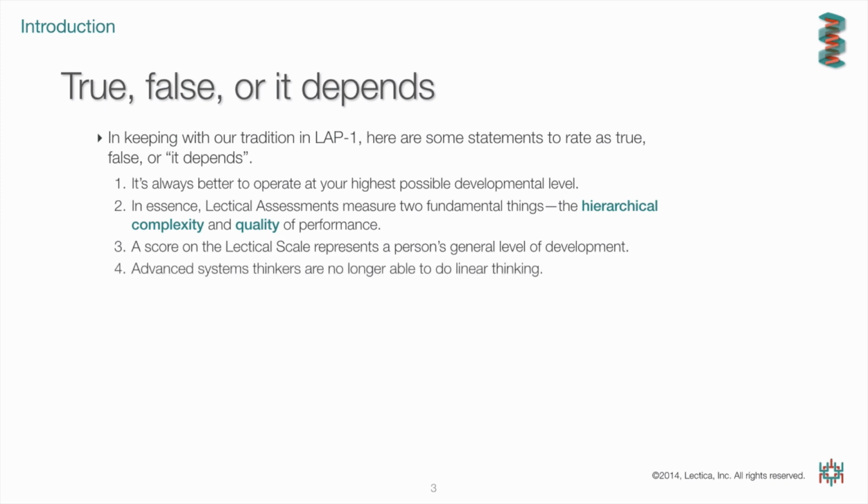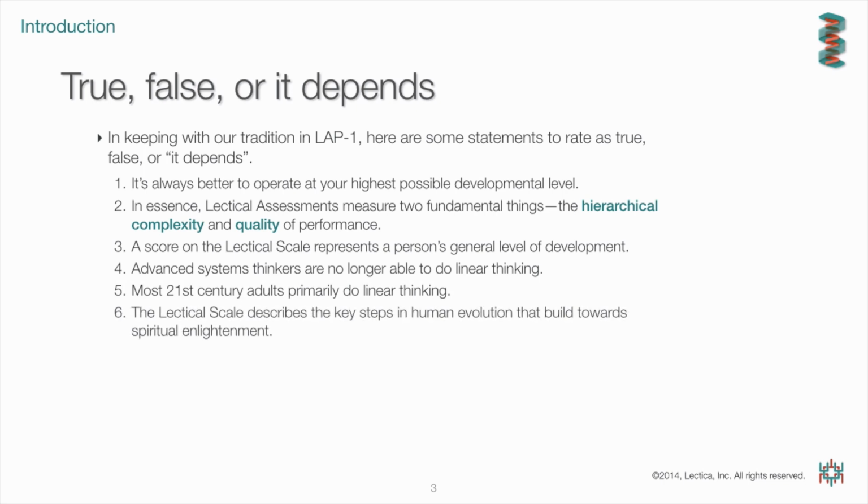Number 4, advanced systems thinkers are no longer able to do linear thinking. Number 5, most 21st century adults primarily do linear thinking. Number 6, the lectical scale describes the key steps in human evolution that build towards spiritual enlightenment. Number 7, advanced linear thinkers are able to integrate multiple abstract ideas.